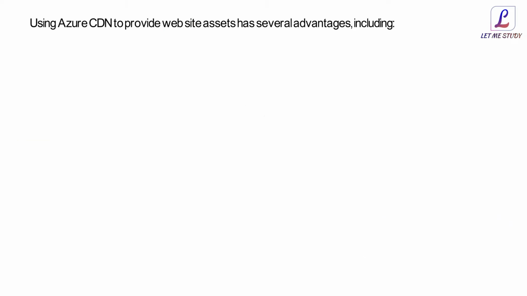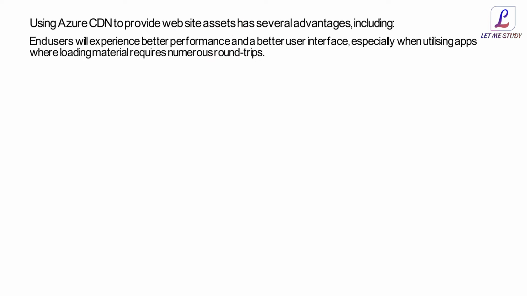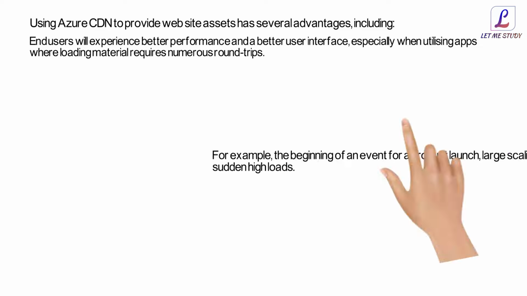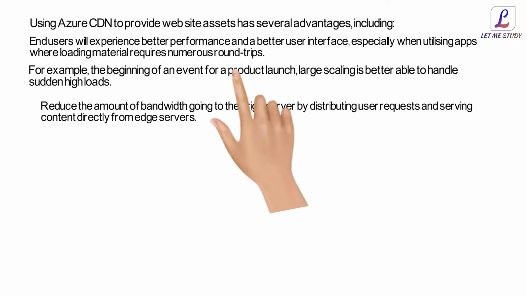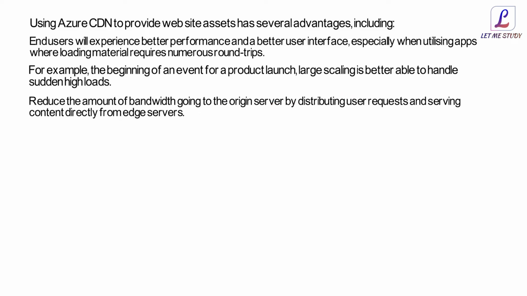Using Azure CDN to provide website assets has several advantages, including that end users will experience better performance and a better user interface, especially when utilizing apps where loading material requires numerous round trips. For example, at the beginning of an event like a product launch, large scaling is better able to handle sudden high loads. It also reduces the amount of bandwidth going to the origin server by distributing user requests and serving content directly from edge servers. So how does it work?